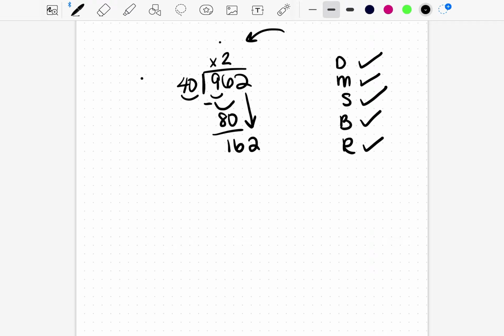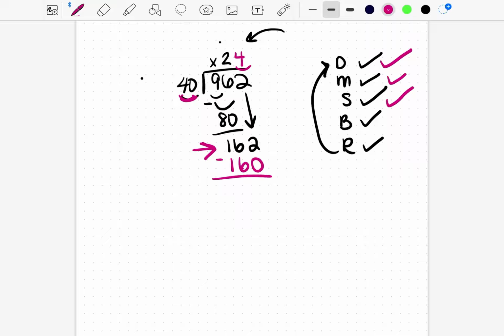Okay? And then we go R, which is repeat. We go back to the top. But now we are dividing from this number. How many times can 40 go into 162? 40 can go into 162 4 times. The answer when you divide always goes on the top. Then you multiply. You multiply the new number times the number on the side. 4 times 40 is 160. The number that you multiply always goes on the bottom, and then you subtract. 162 minus 160 is 2.